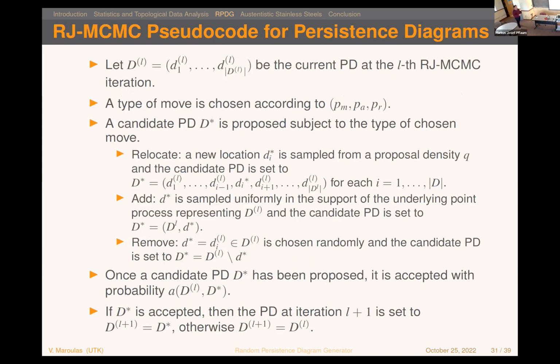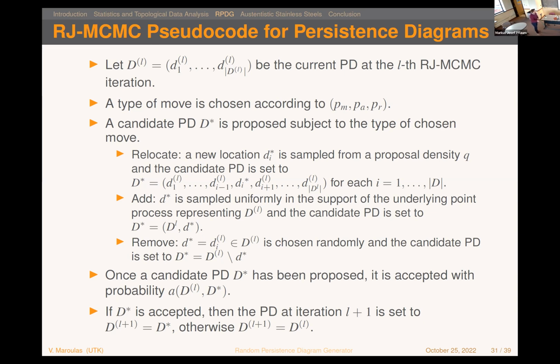This is our brand new algorithm for the persistence diagrams that basically says, I start with this persistence diagram right here, okay? Then I'm gonna flip a coin with 3 faces. Okay, that's kind of weird, but think about it. You have a coin with 3 faces and 3 probabilities: move, add, remove, PM, PA, PR. Okay, and then you're gonna decide, what are you gonna do? Are you gonna move the points? Are you gonna remove points, or are you gonna add points?